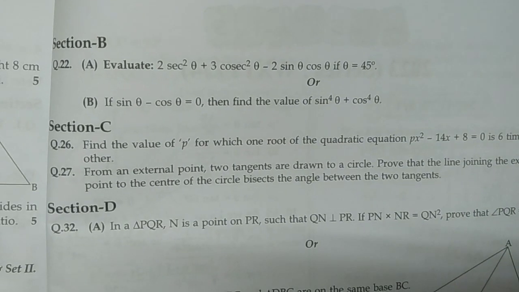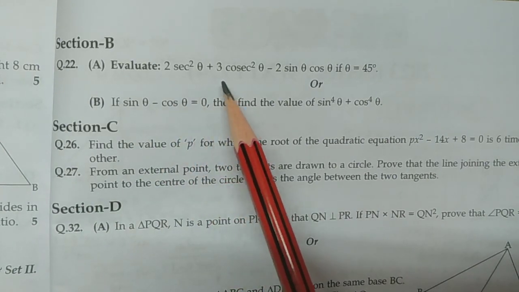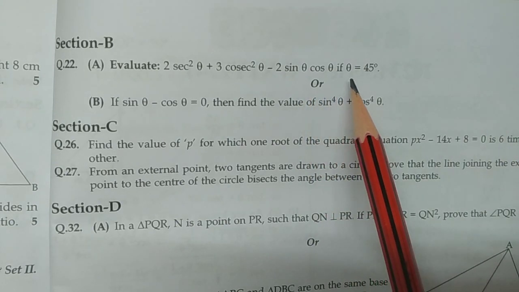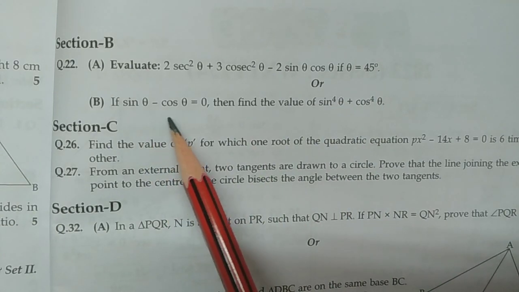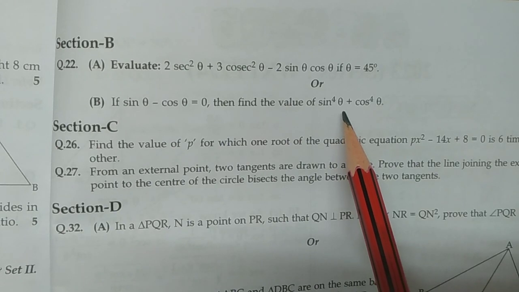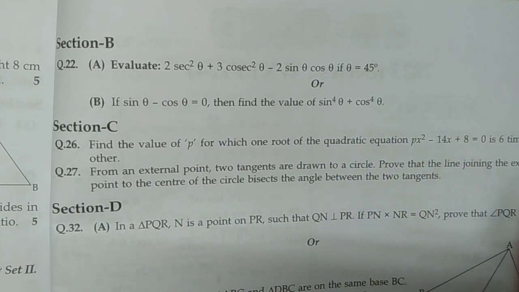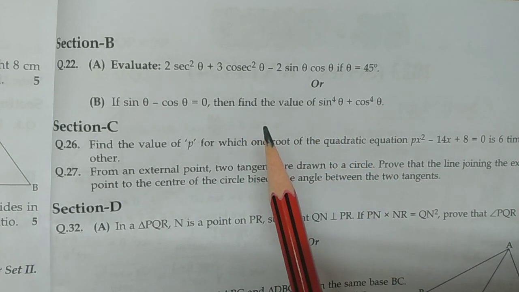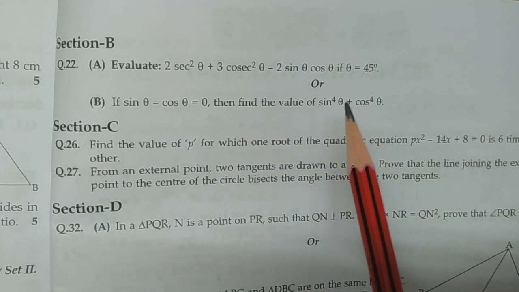So in section B there is only one question set. Evaluate 2 sec square theta plus 3 cosec square theta minus 2 sin theta cos theta if theta is equal to 40 degrees. So you have to evaluate this. Or if sin theta minus cos theta is equal to 0, then find the value of sin 4 theta plus cos 4 theta. So these are the questions. Except these questions, all the questions are the same, so you have to do only one from here.